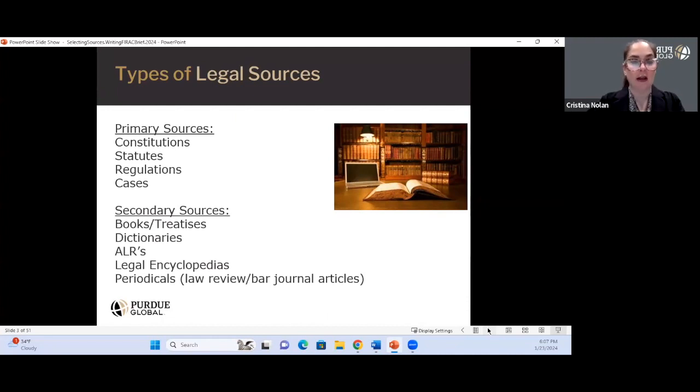Right. So excellent. That's why we need to know what the sources are. How valuable are these sources? What is their level of credibility and importance, but then also how to access them. Secondary sources: books, treatises, dictionaries, ALRs, legal encyclopedias, periodicals, law reviews, bar journal articles. These are really helpful at helping you interpret the primary sources.